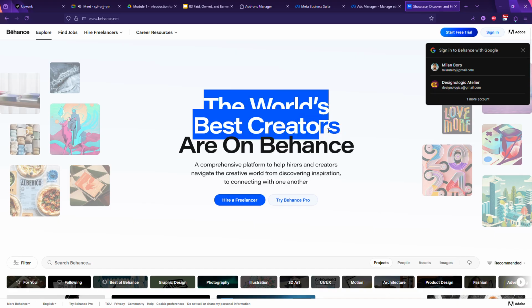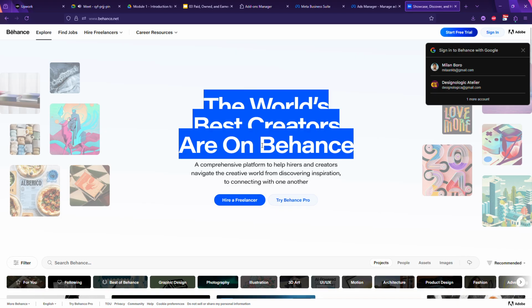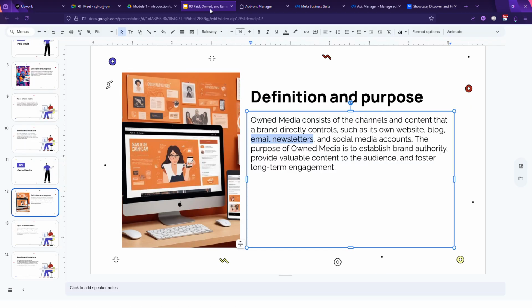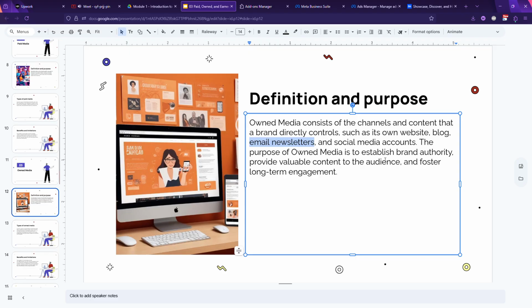When you're uploading your portfolio on a website like Behance, even that is a form of owned media because you own that media and you do not have to pay anybody for that. You only have to create it yourself. Are you clear? Does that answer your question well?